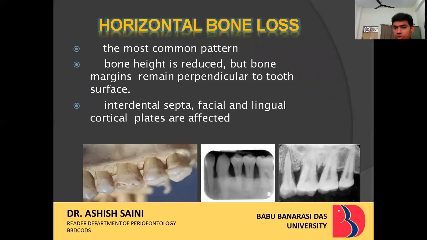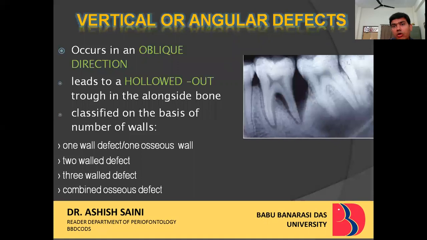As you can appreciate from the picture, the plane of bone loss is perpendicular to the long axis of the tooth. Then coming to vertical or angular defects, in this case, the plane of bone loss is not perpendicular to the long axis of the tooth. It is at an angle, it is oblique to the long axis of the tooth. So now these vertical or angular defects, also known as oblique defects, can be of various types. It can be one wall defects or two wall defects or three wall defects or combined osseous defects.